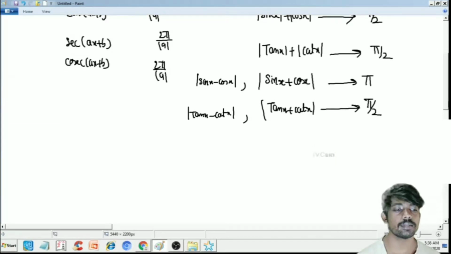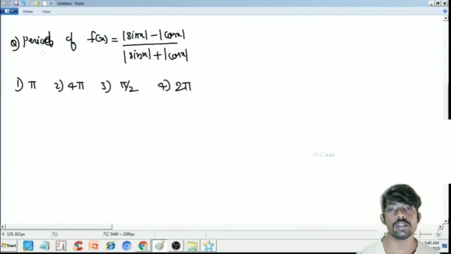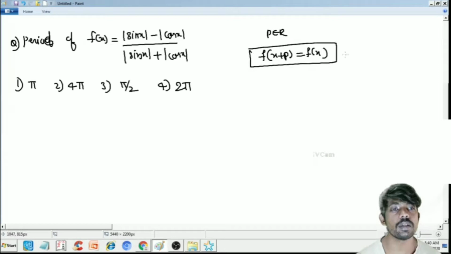Next is the question: period of the function f of x is equal to modulus of sin x minus modulus of cos x by modulus of sin x plus modulus of cos x. Here, from the definition we will find it now. The definition is: p belongs to real numbers, if f of x plus p is equal to f of x, then that is said to be a periodic function, and p is the period of the function. So p is a period.